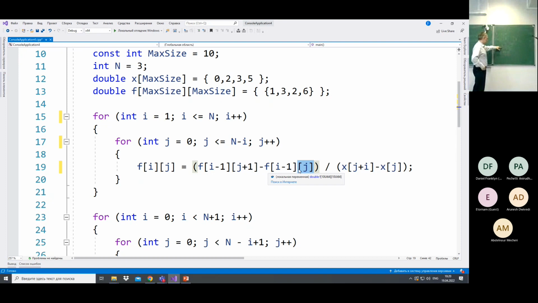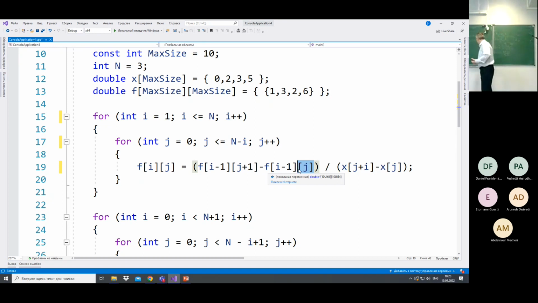So how to compute this? I take the previous row and next column. Index i corresponds to the rows, index j corresponds to the columns. j plus 1 minus j, so 1 minus 0, 2 minus 1, and so on, over x of j plus 1 minus xj. For i equals 1. How to compute the next divided difference? This one.